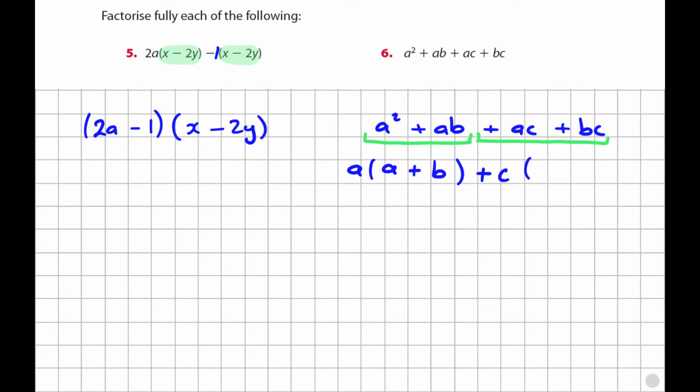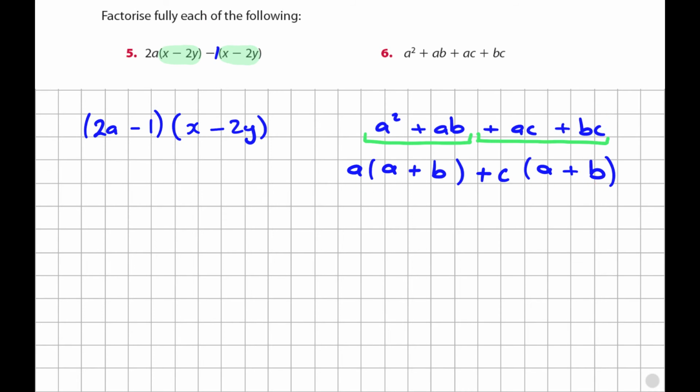And if I take out a positive C, I need to see what I'm left with inside the brackets here. So what I'm left with here is plus C times something gives me AC, so this is obviously going to be A. And plus C times something gives me plus BC, so this is obviously going to be plus B. And let's just double check that. If we take C times A, we get AC, and C times B gives BC. So we know that works.